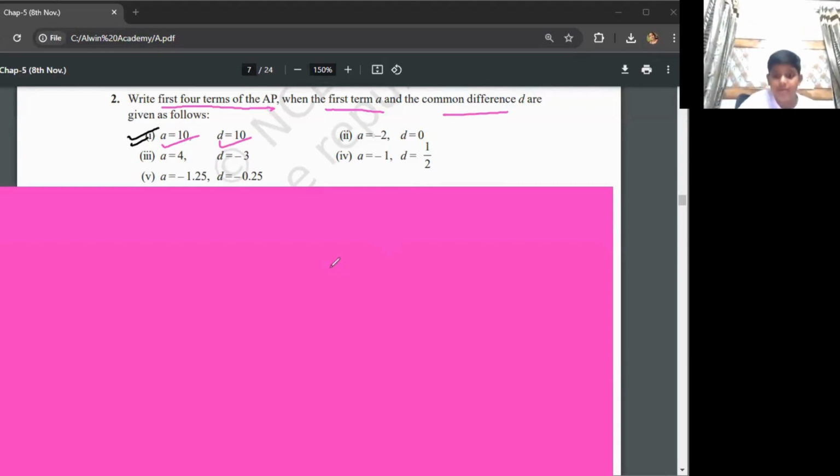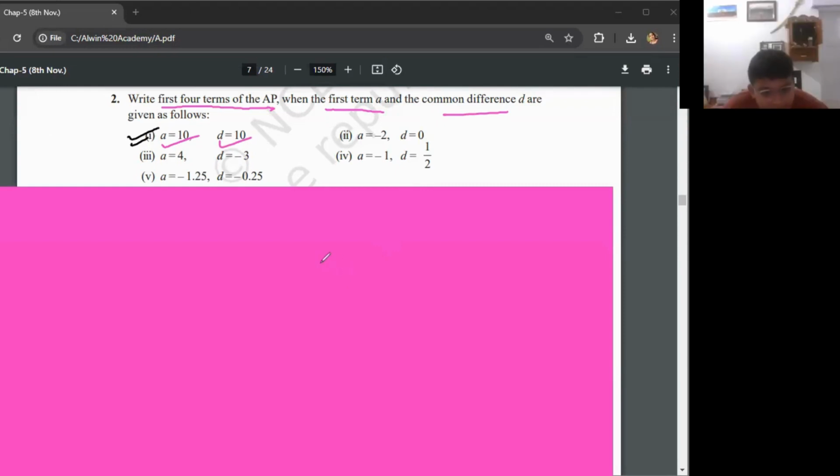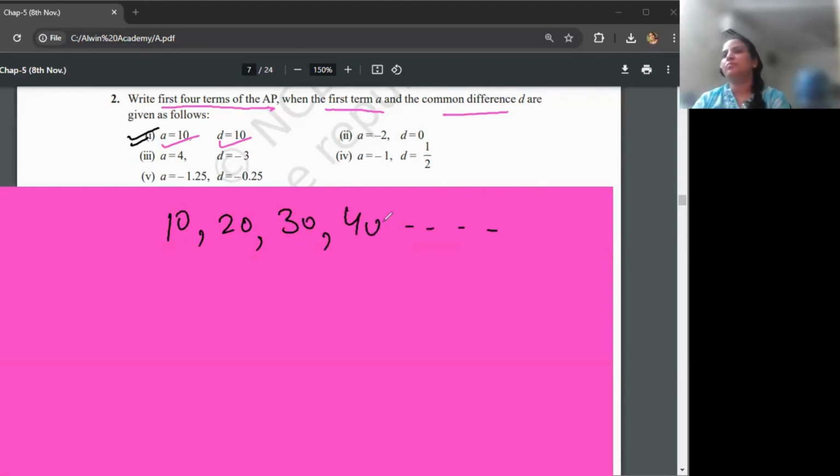Tanish, tell me. Ma'am, 10, 20, 30, 40, and so on, 50. Yes, but ma'am, they've only asked for the first four terms. Very simple or not, everyone? Clear, no? Okay. Next one.